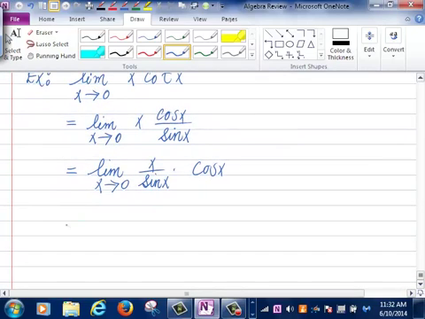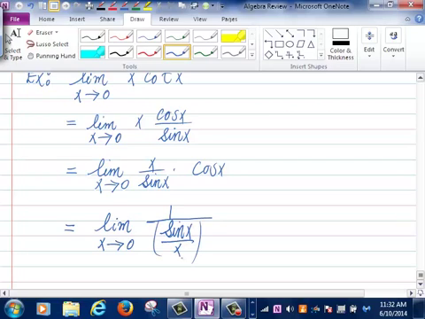In general, if a quantity goes to 1, then its reciprocal also goes to 1. And notice that x over sine x, isn't that the same as 1 divided by sine x over x? It's just the reciprocal of sine x over x, right?